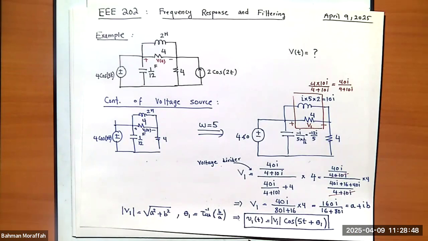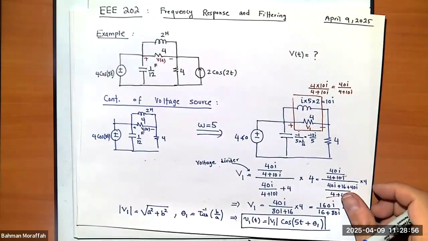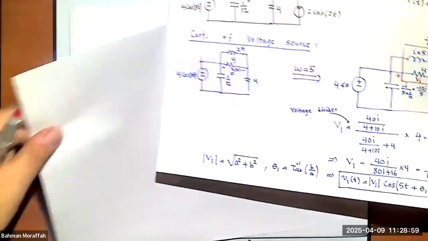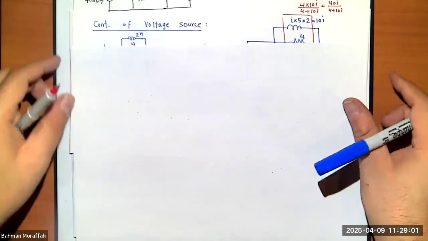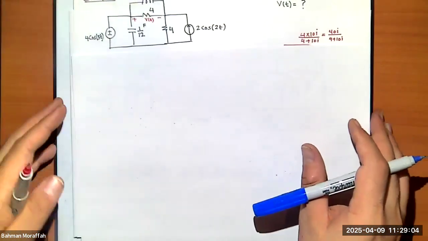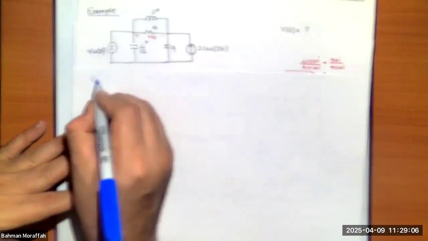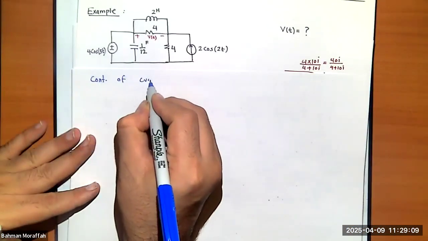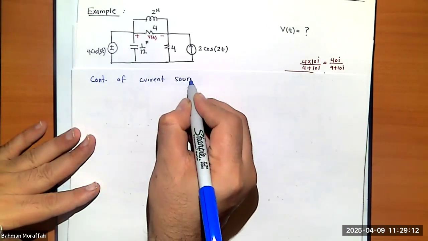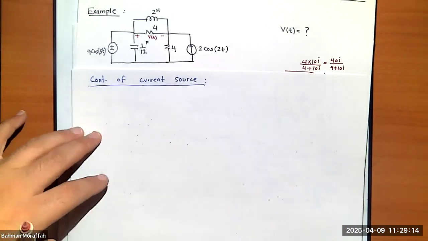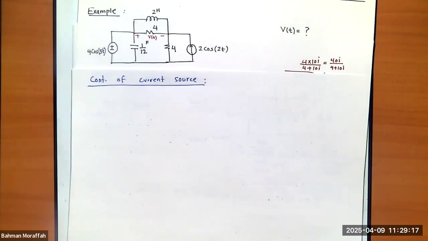I got to do the exact same thing for the current source. So I got to find the contribution of the current source. How do we find the contribution of the current source? We're going to have to keep the current source and zero out the voltage source. What does it mean to zero out the voltage source? It means a short circuit. So my circuit would look like this.